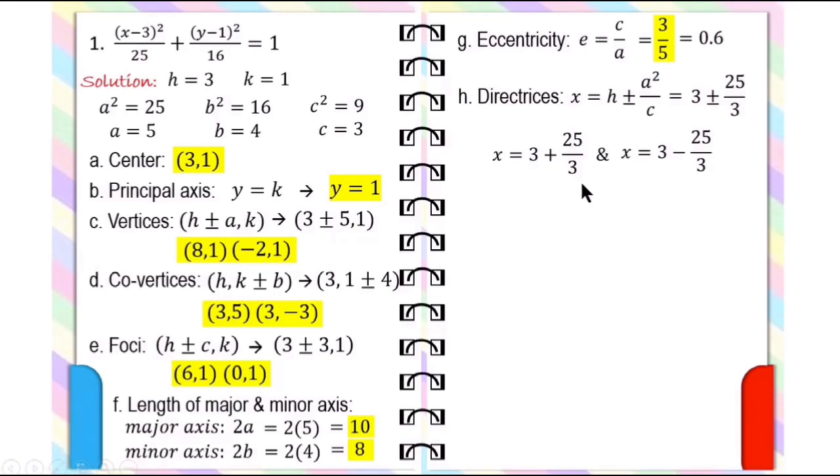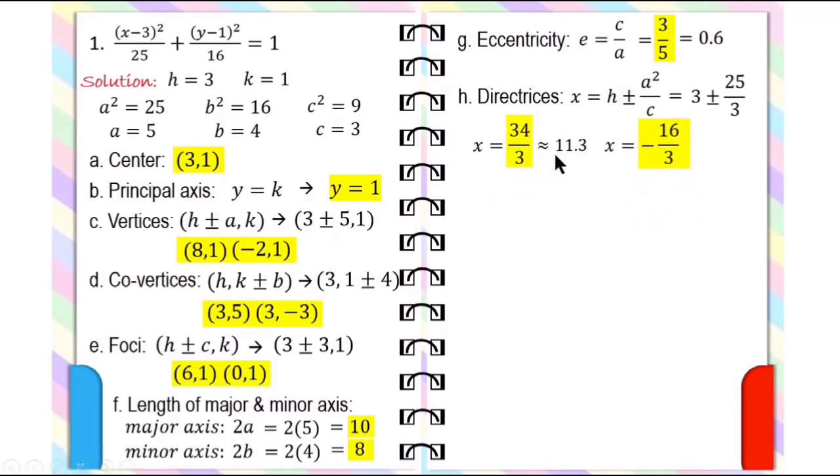Simplify. 3 times 3 is 9, plus 25 is 34. Then copy the denominator 3. Here, 3 times 3 is 9, minus 25 is negative 16 over 3. So the directrices are 34 over 3, which is approximately equal to 11.3, and negative 16 over 3, which is approximately equal to negative 5.3.